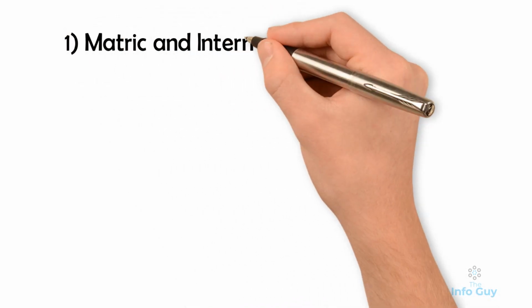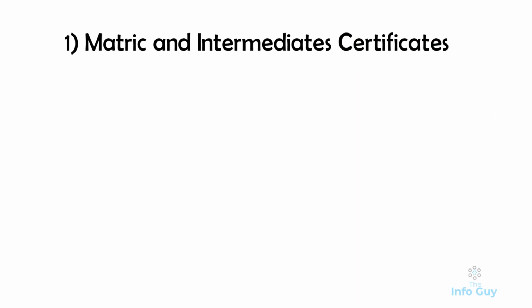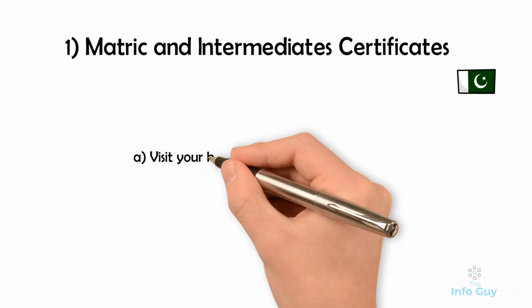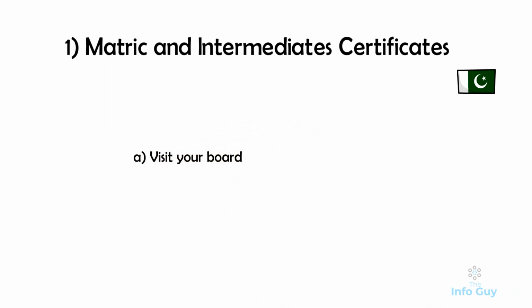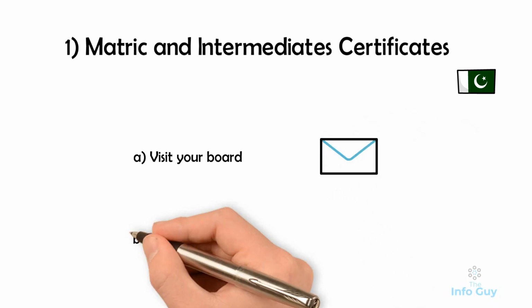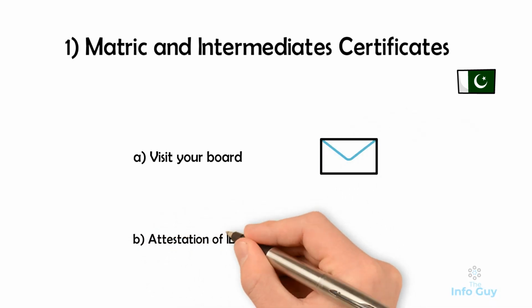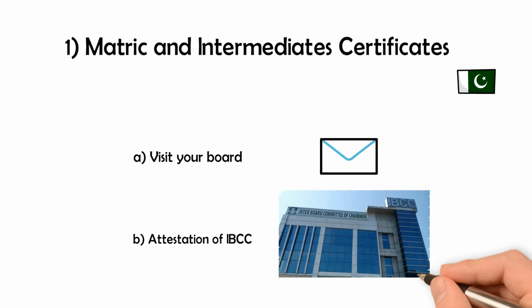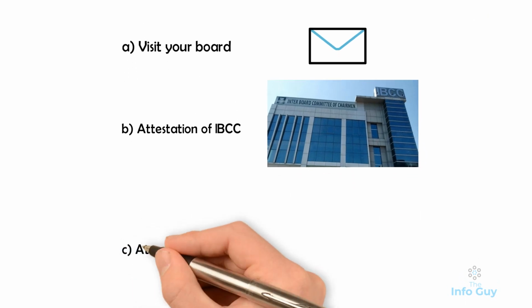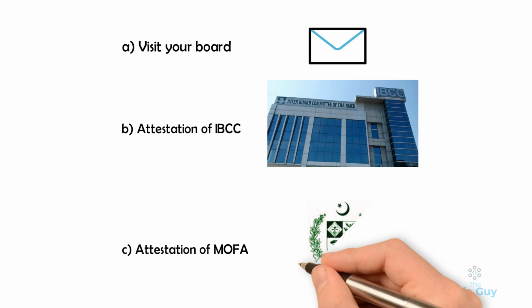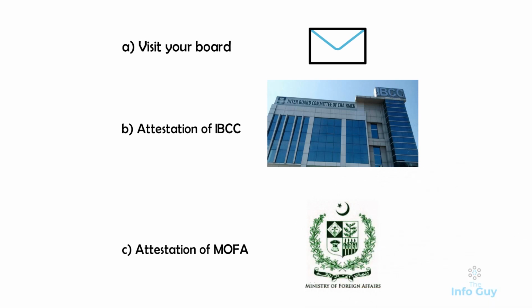So the first set of documents that you need is your attested matric and intermediate certificates, for Pakistanis. If you don't have them attested with you yet, you can visit your concerned board. They would prepare them for the attestation of IBCC, Inter-Board Committee of Chairmen, by putting them in their sealed envelope. Then take them to IBCC. They'd take 1 or 2 days to attest them. After these 2 attestations, take them to Ministry of Foreign Affairs, or MOFA, and your documents are finally attested.